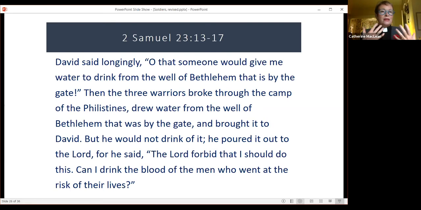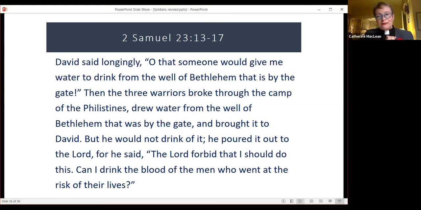David says, with great longing and yearning in his voice, if someone would bring me water to drink from the well of Bethlehem, the well by the gate. You can just hear him remembering this wonderful place. And then three of the warriors break through the camp of the Philistines, go and get the water and bring it back.